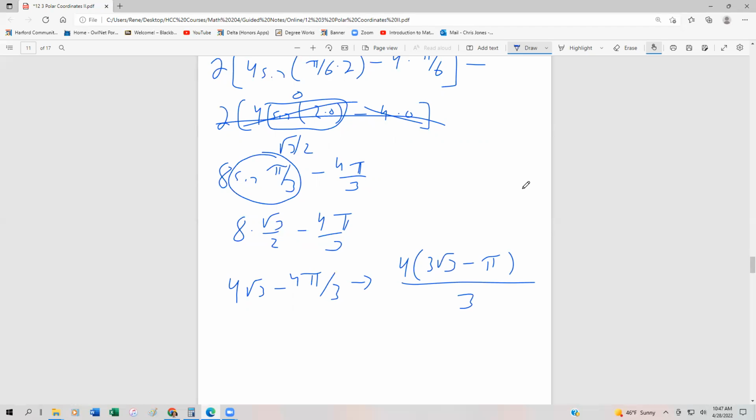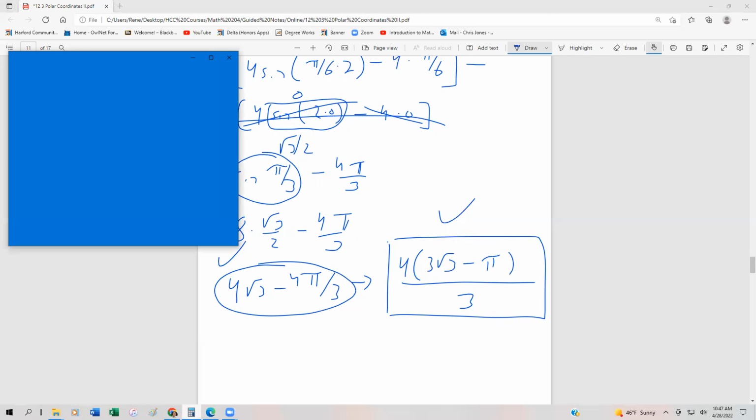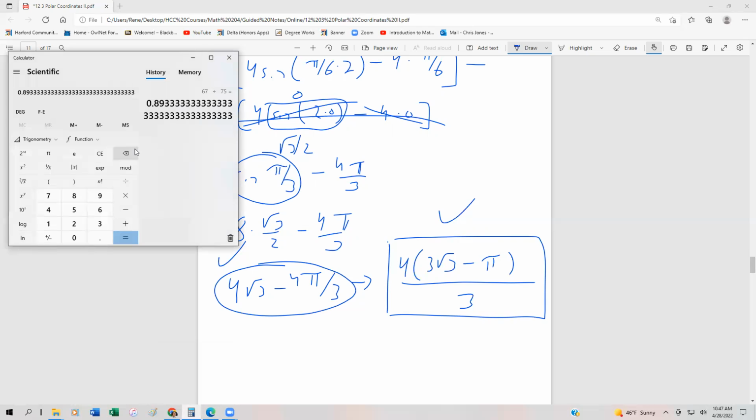And of course, if you don't trust me, you could just distribute and simplify. This is probably like the back of the book answer, but this answer is perfectly fine as well, as long as it's simplified down. Of course, we could get an approximation of that, and we probably should, just to make sure we get a positive area. If we don't get a positive area, then something's wrong, at least with our problem. So just making sure that we get a positive area.